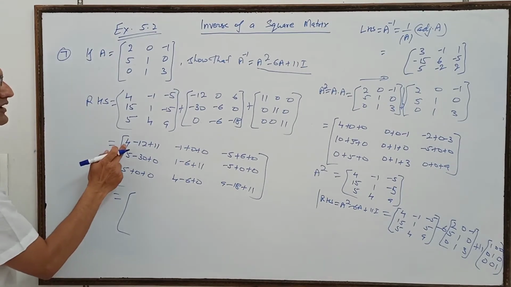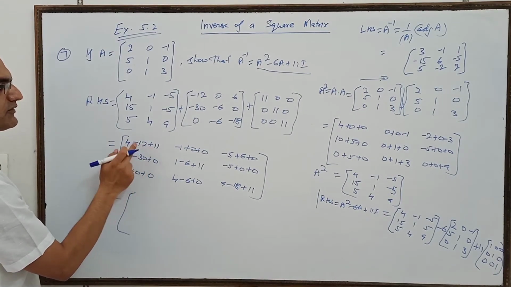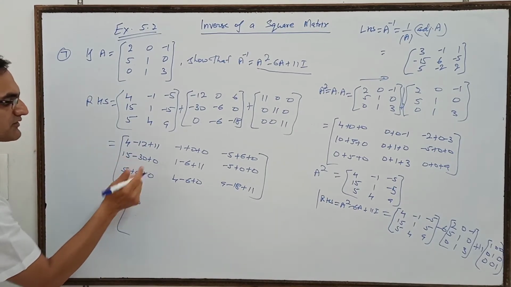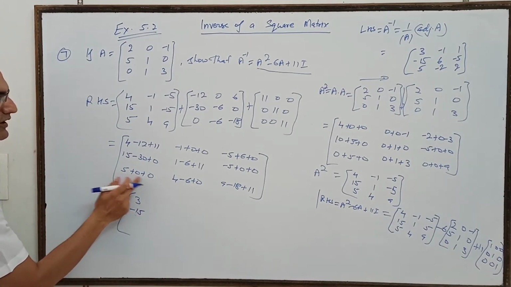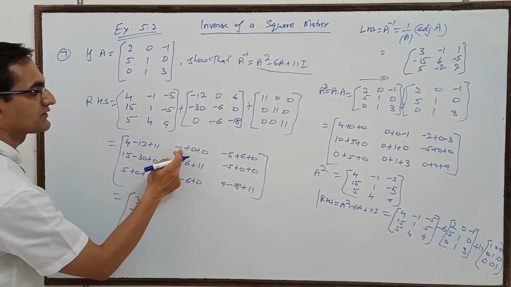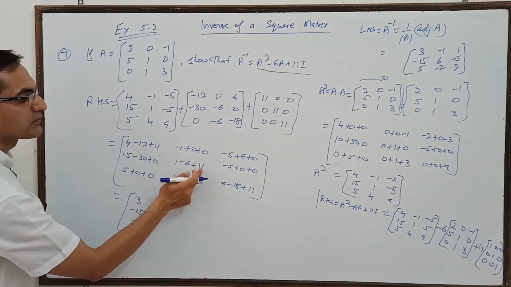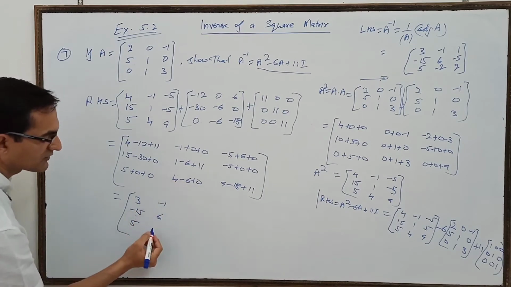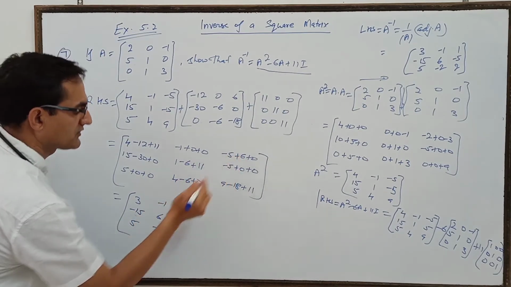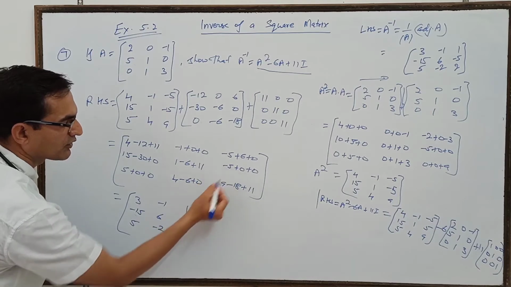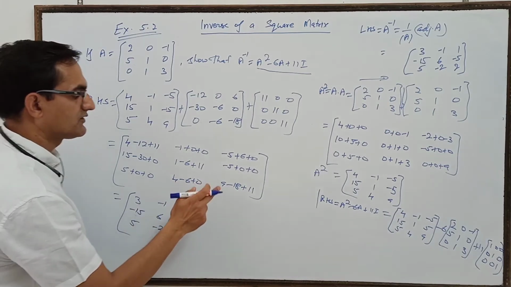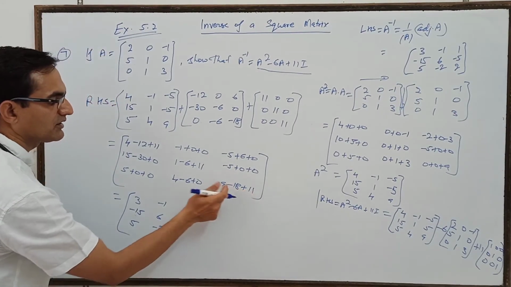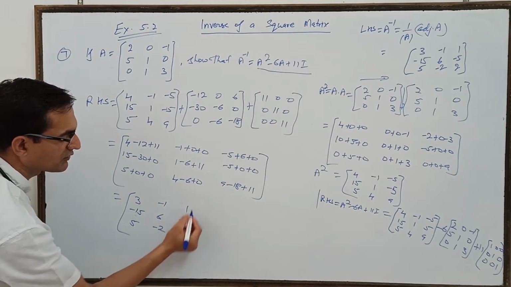What is this one? 4 plus 11, 15, 15 minus 12, how much did it come to? 3. 15 minus 30 plus 0 minus 15, 5 plus this is 5, and this is minus 1, 1 plus 6, 12, 12 minus 6, 6, 4 minus 6, minus 2, minus 5 plus 6, plus 1, and this is minus 5, this is 9 plus 11, 20 minus 18, this is equal to 2.